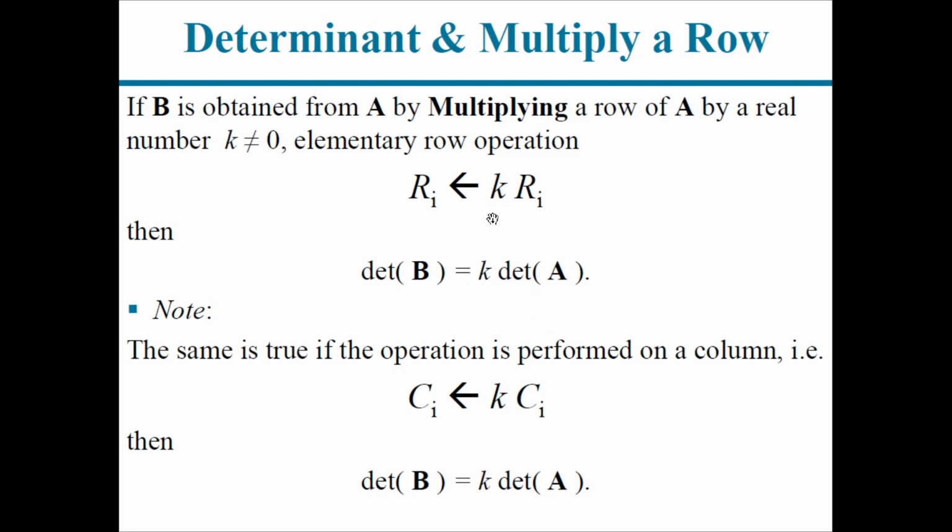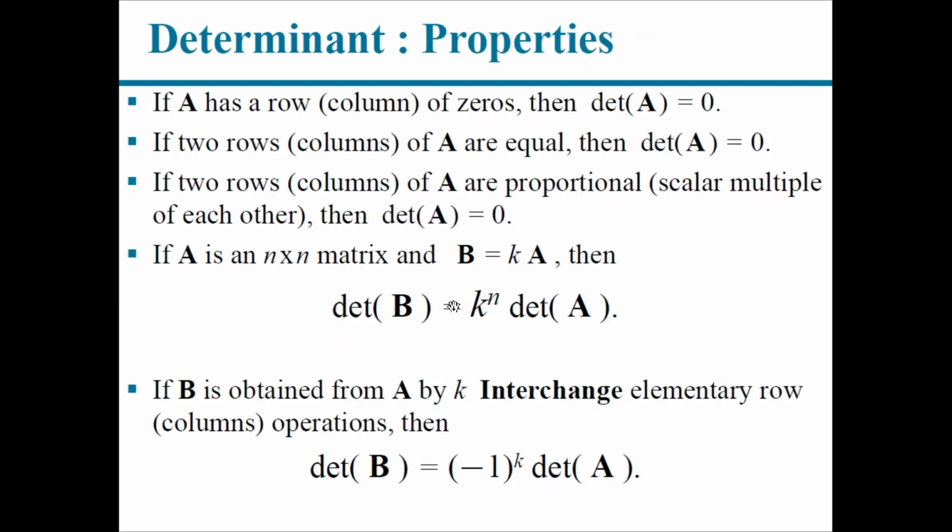Here it is one row at a time. You multiply by K once. But in our case, I have n rows, so I multiply by K for row 1, and then row 2, and then row 3, and then row 4. So that's why we have K to the power of the size of the matrix.